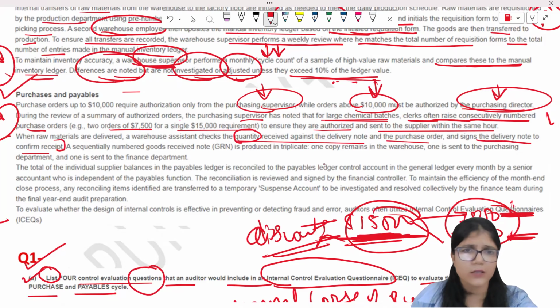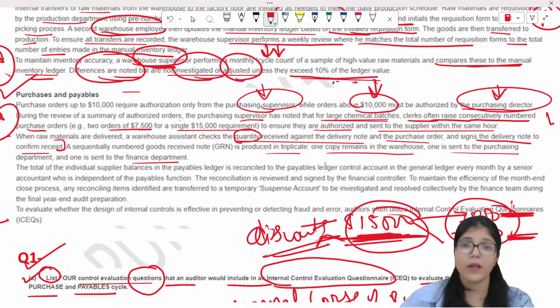What if the products are not up to the mark? What about that? Right? A sequential numbered goods received note is produced in triplicate. One copy remains in warehouse, one copy is sent to purchasing department, and one is sent to the finance department. That's okay. Right now we'll discuss the first one, which is about quality. Probably we're receiving damaged products, and if we are accepting it, that means we would be paying for it, right? So it would lead to increased cost for the company.